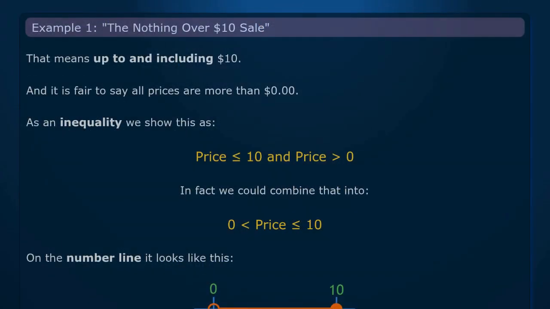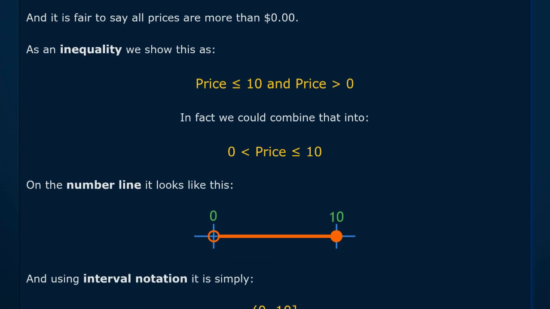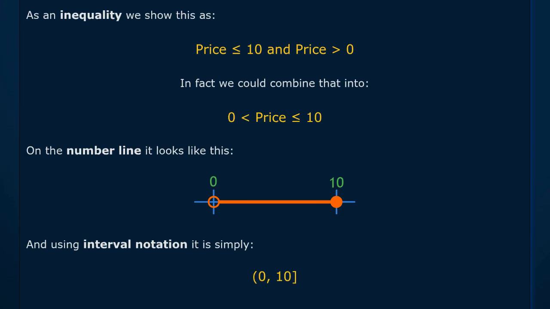Another example, the nothing over $10 sale. That means up to and including $10. And it is fair to say all prices are more than $0. As an inequality, we show this as price less than or equal to 10 and price greater than 0. In fact, we could combine that into 0 less than price less than or equal to 10. On the number line, it looks like this. And using interval notation, it looks like this.